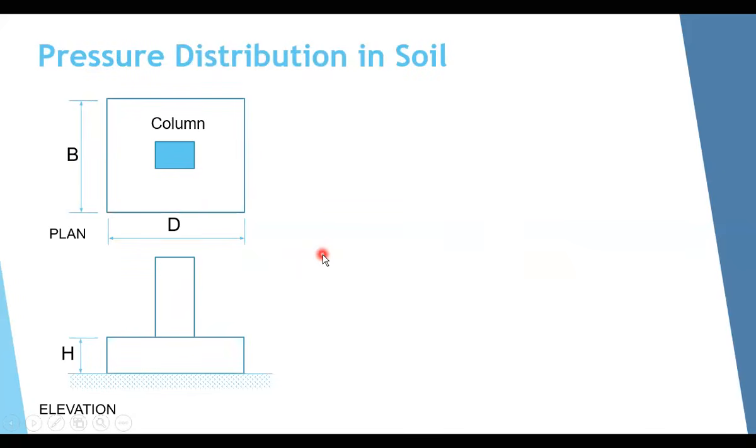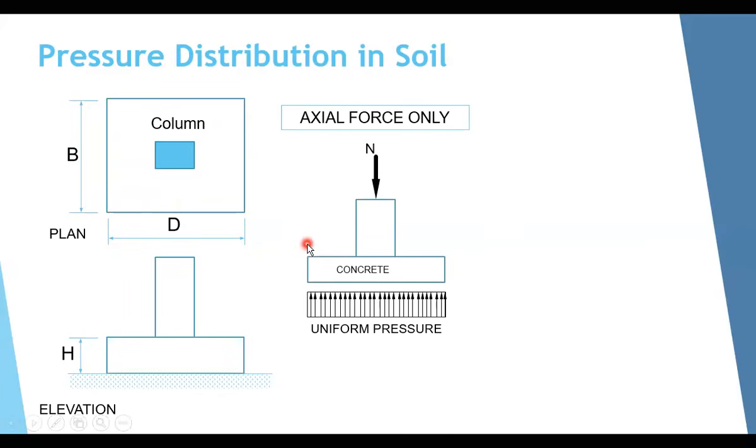Okay, what will be the pressure distribution in the soil? Assume a rectangular footing with a short side of B capital and long side of D capital, and the total depth of the footing will be assumed as H. If we have a column on the footing, we will have two different cases.